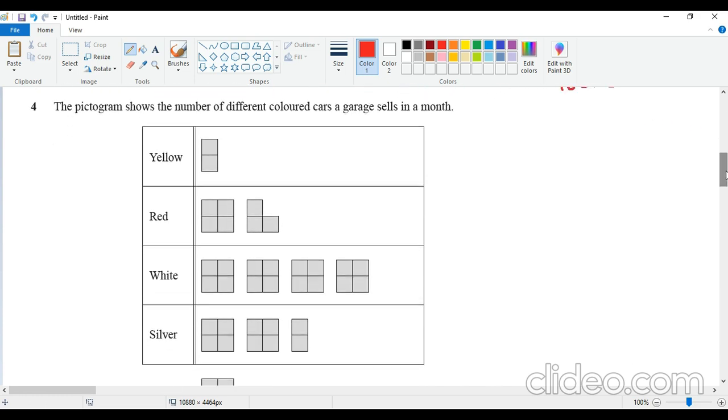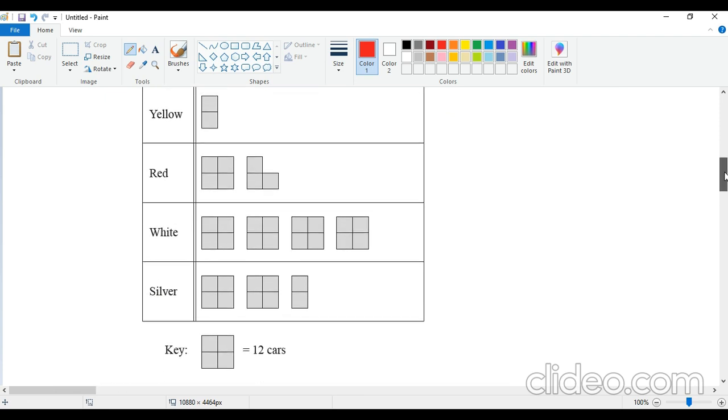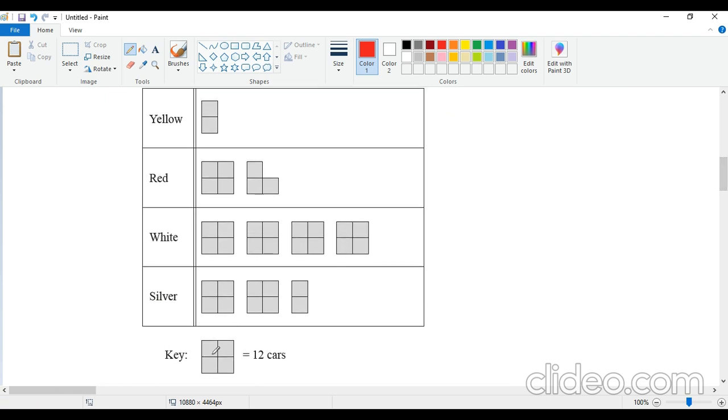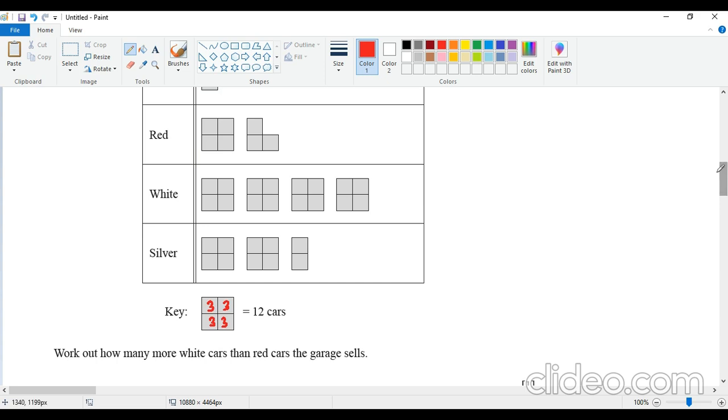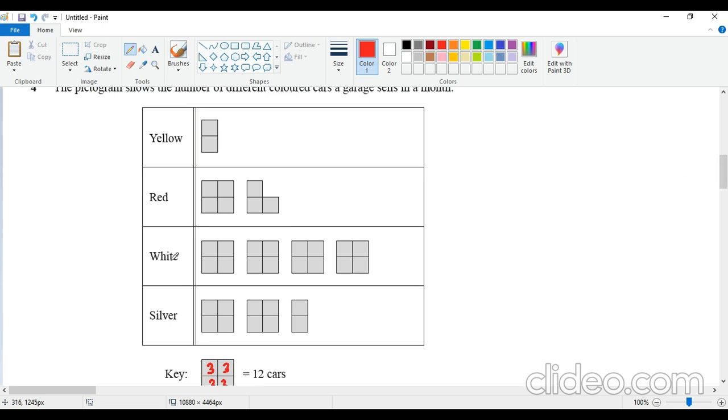Now comes a question about a pictogram that shows the number of different color cars a garage sold in a month. Now key is already given here. It says that four small boxes make 12 cars. So that means 3 plus 3 plus 3 plus 3 makes 12 cars. And the question is work out how many more white cars than red cars in the garage sale. So we need to focus on red and white, and we'll ignore the silver and the yellow. So we look at these two.